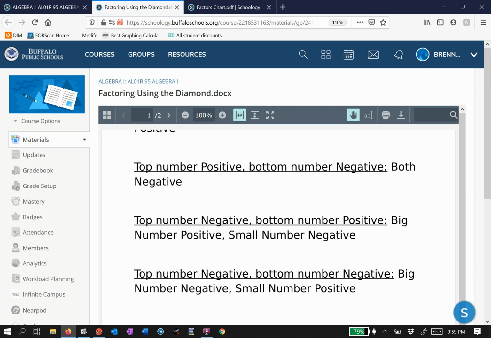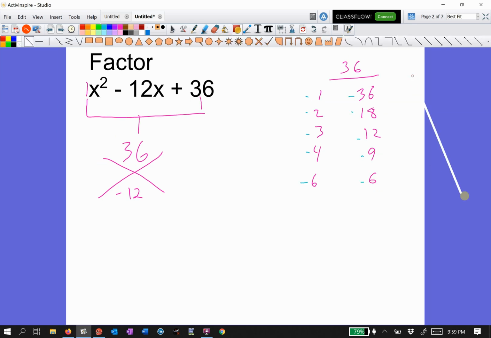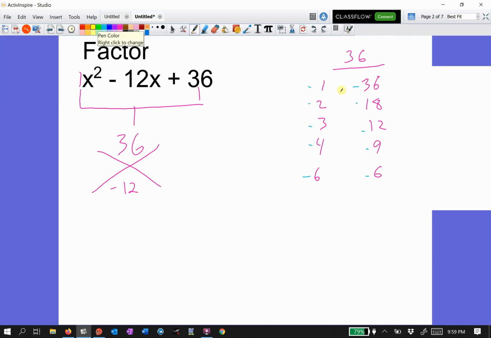Both numbers are going to be negative. So I'm just going to make everything negative, both my small numbers and my big numbers. After I do that, of course, I'm going to be adding these up. We've done it before. Add those together. Negative 1, negative 36 is negative 37. Negative 2, negative 18 is negative 20.